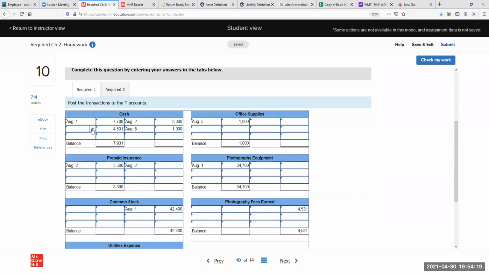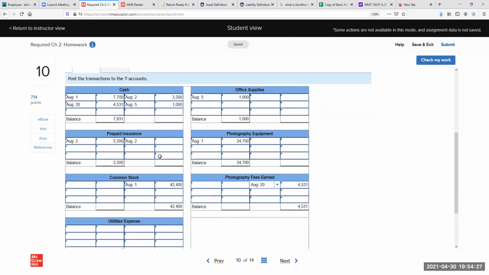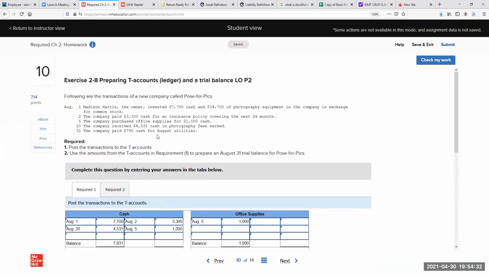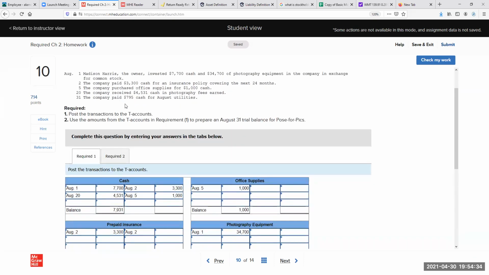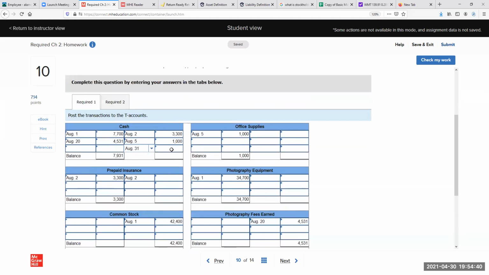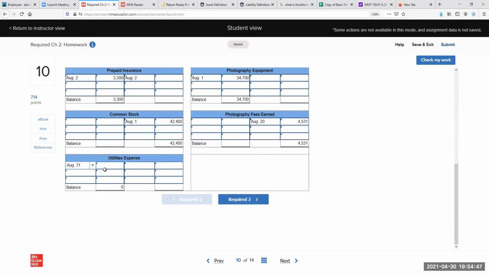The 20th. So on August the 20th, we did work, 4,531 work, and they paid us. Now you notice how these things are doing the math, the balances. You see the balances? Okay, one more and then we show it. Then you paid $795 on the 31st. So on August 31st, you paid your utility bill of $795, and it goes to utilities expense.